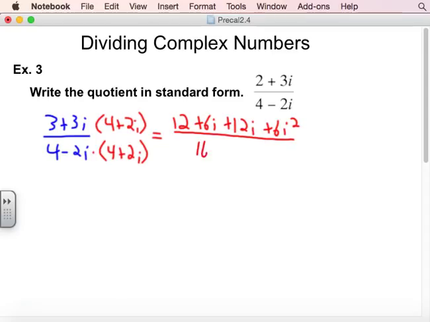4 times 4 is 16. So we just multiply the first two terms and then multiply the last two terms, because we know the other ones are going to cancel each other out. We're going to get 8i and minus 8i. So that gives us minus 4i squared.